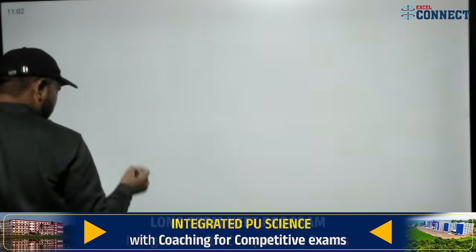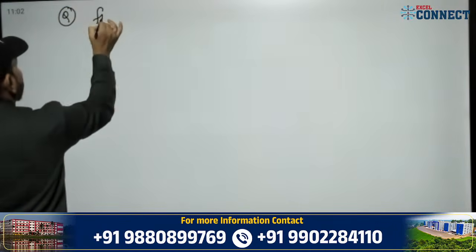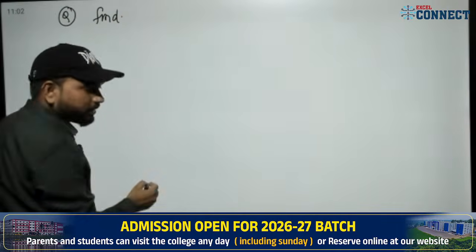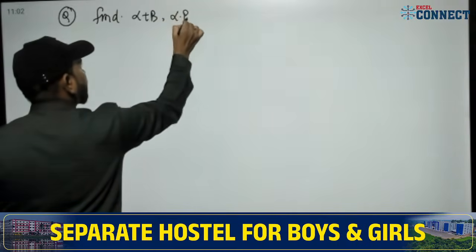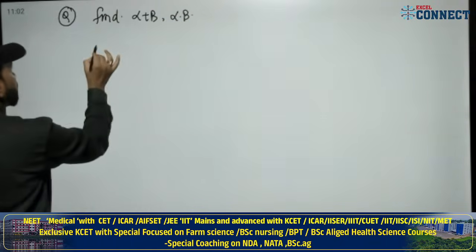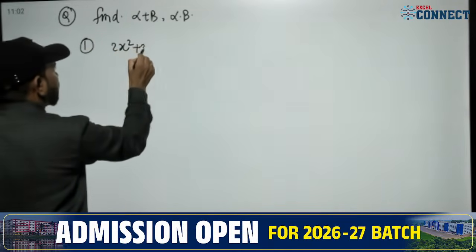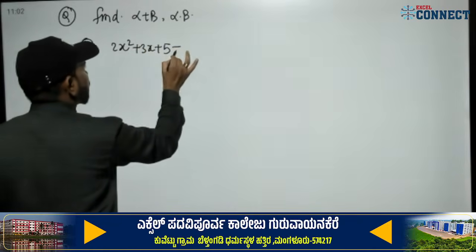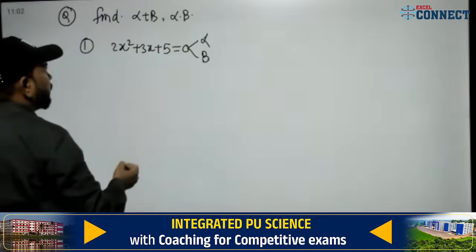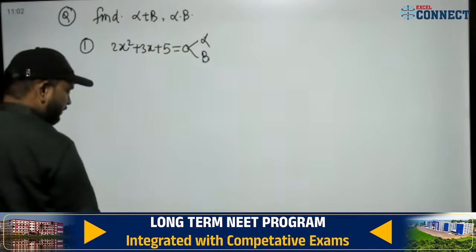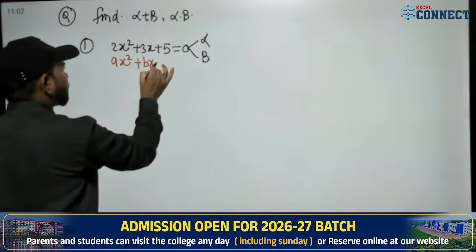Let's suppose the question is: find alpha plus beta, and alpha into beta. Simply take 2x square plus 3x plus 5 equal to 0, and this has roots alpha and beta. You can compare here: this is your a, this is ax square, and this is bx plus c.